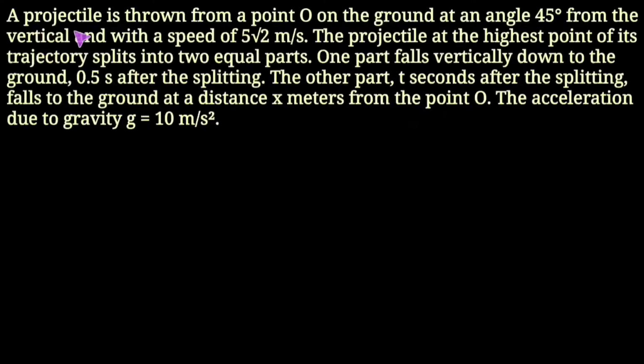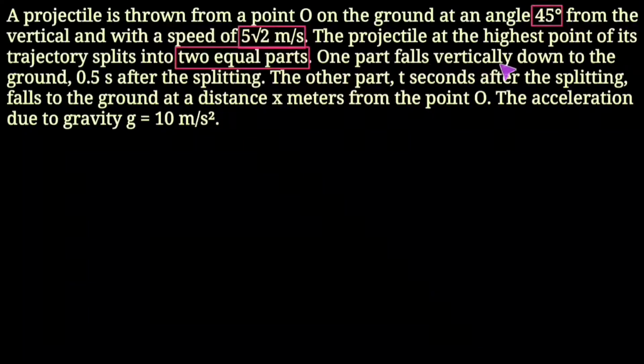This question is: a projectile is thrown from a point O on the ground at an angle of 45 degree from the vertical and with a speed of 5√2 meter per second. The projectile at its highest point of its trajectory splits into two equal parts. And now here what is happening?